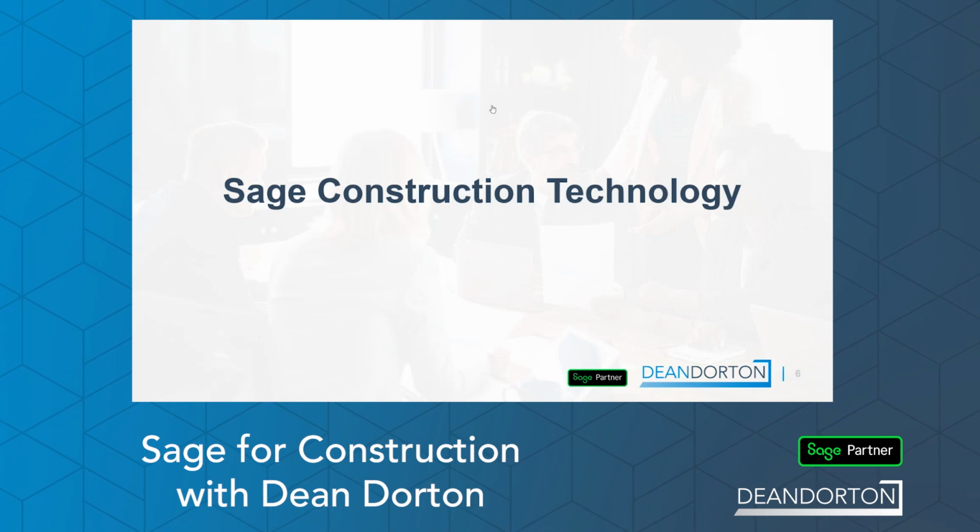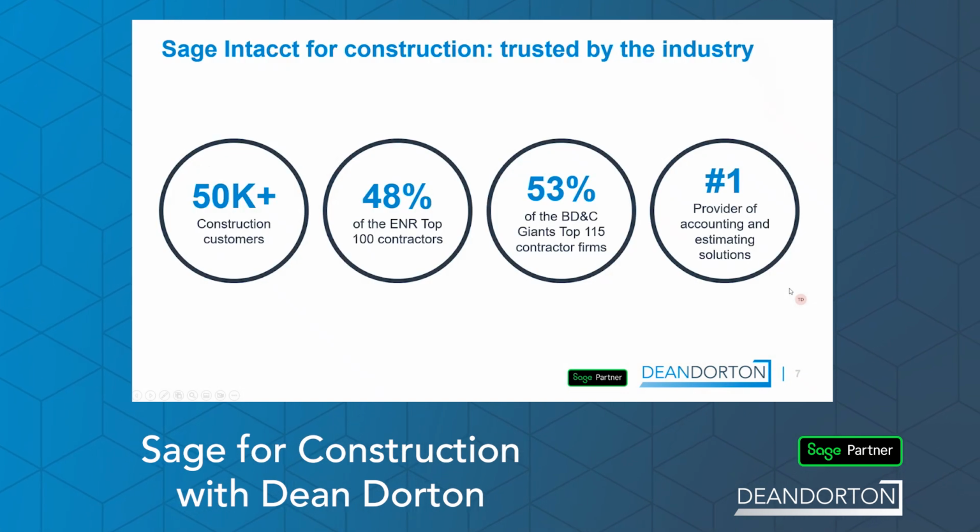But while we're getting started, I wanted to talk a little bit about the history of Sage with Construction. Many of you have probably heard about Sage. We have been in the construction industry for over 40 years, and we have 50,000 construction clients on one of our many different solutions for construction. 48% of the top ENR contractors are utilizing Sage software, and 53% of the BD&C giants use Sage software for their construction firms as well. And we are the #1 provider of accounting and estimating solutions for construction.